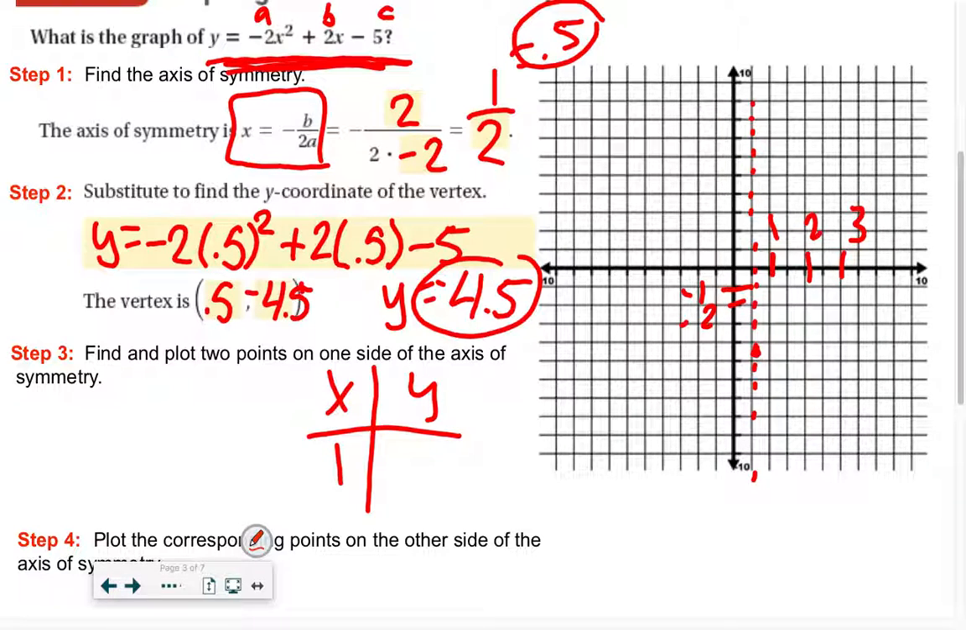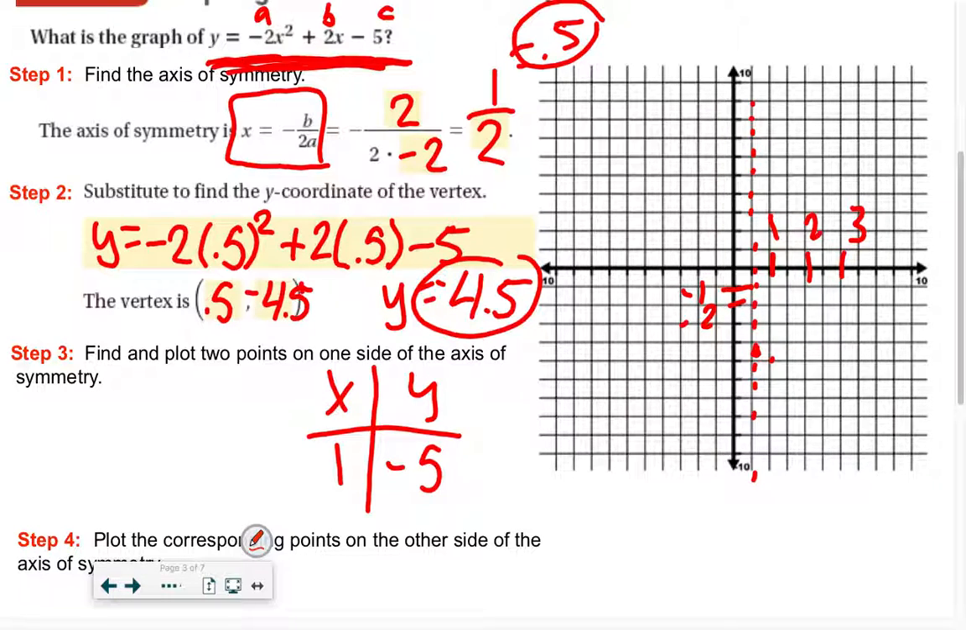Where am I plugging this x is 1 into? This top equation, yeah, this equation. So 1 squared times negative 2 plus 2 minus 5 gives me negative 5. So I'm going to go over 1 and down negative 5, which is right there.